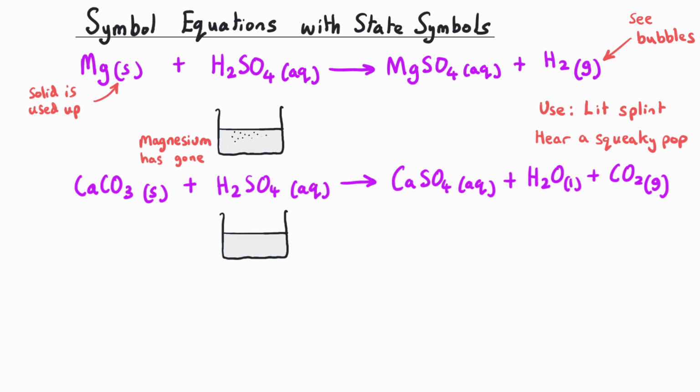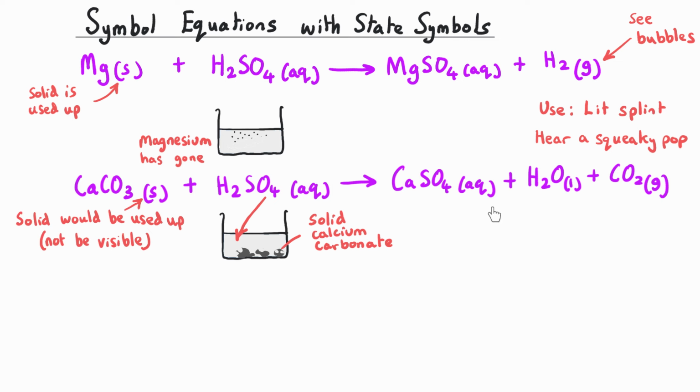In this second example, calcium carbonate is a solid, and sulfuric acid is a solution. At the end of the reaction, you'll notice that we don't have any solids, so we'd observe that solid disappearing or getting smaller and smaller. But we'd also observe bubbling again, because carbon dioxide gas is produced this time.